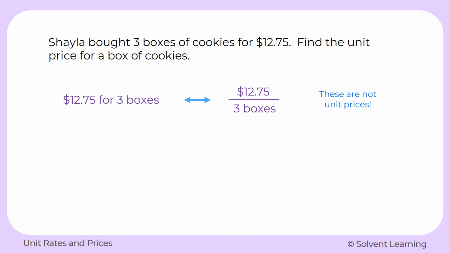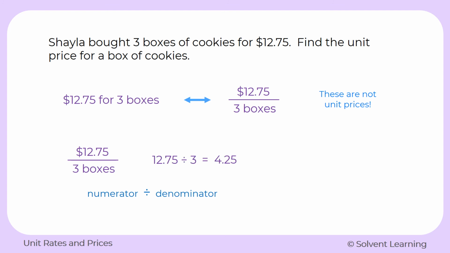So we'll need to convert that fraction into a value that has a 1 as the second value. And we'll use division, numerator divided by denominator, which gives us $12.75 divided by 3, and that's $4.25. So when we write it out with our units, we have $4.25 per box, or we can use the front slash symbol and still read it as $4.25 per box.